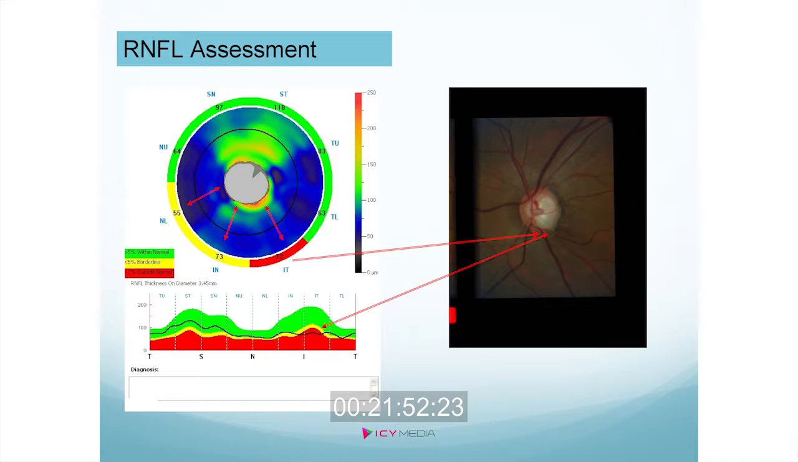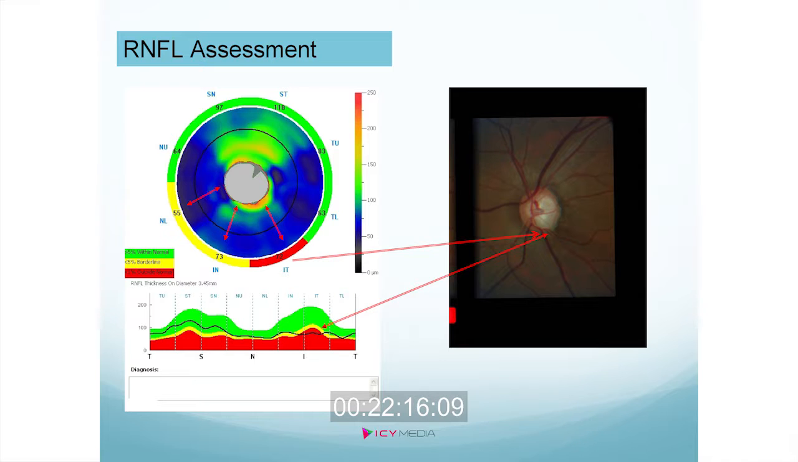Okay, so that's where we'd be looking for elevations or depressions. Remember, we talked about the inferior and superior having the greatest amount of tissue. We would expect some redness or yellow coming off of that cup and nerve, and we don't see that here because this nerve is so cupped that it's just missing the normal, healthy, robust appearance that we would expect.